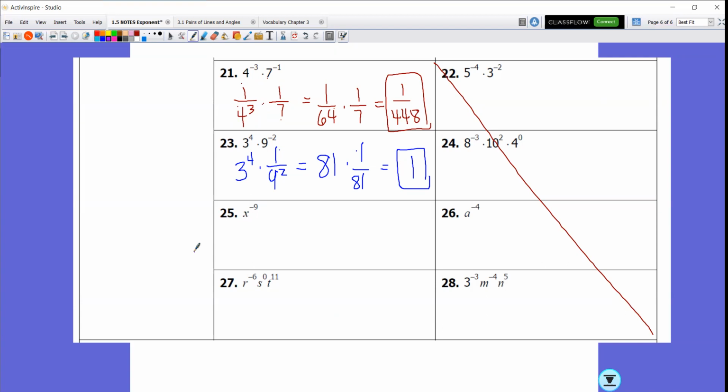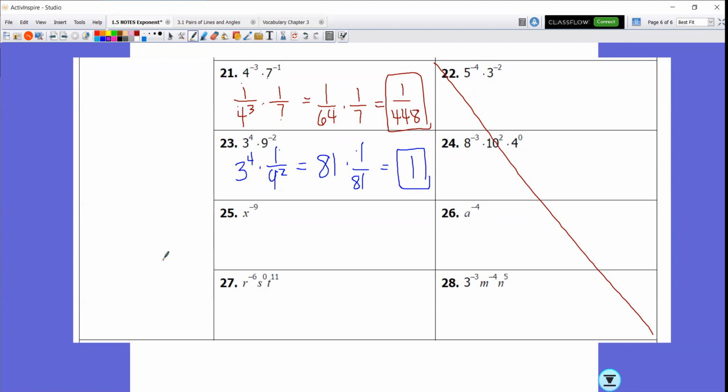So what does that look like? How can I rewrite this with a positive exponent? Just take a guess, guys. Don't worry. All right, I guess you're scared.